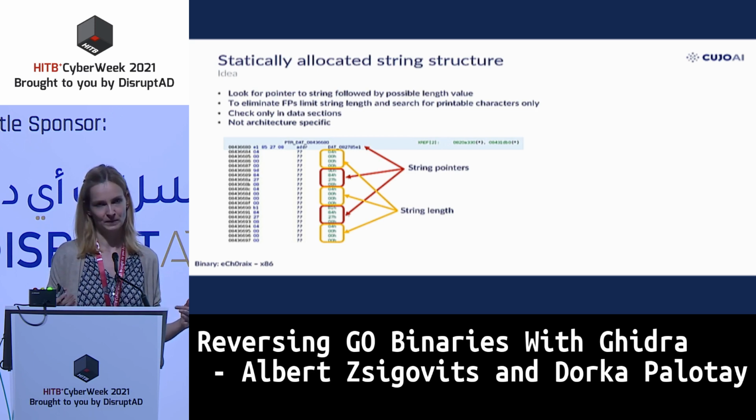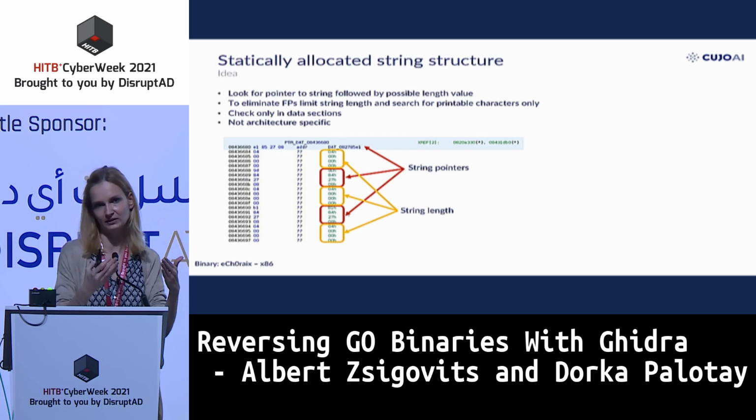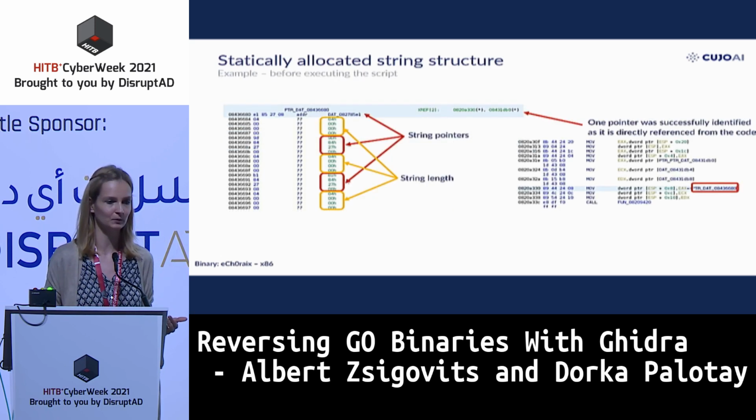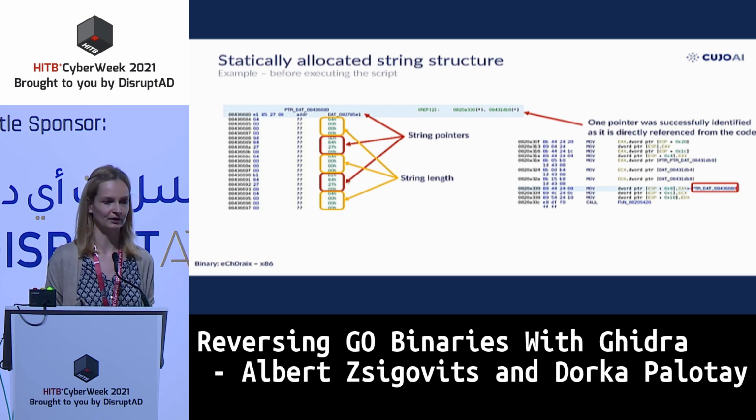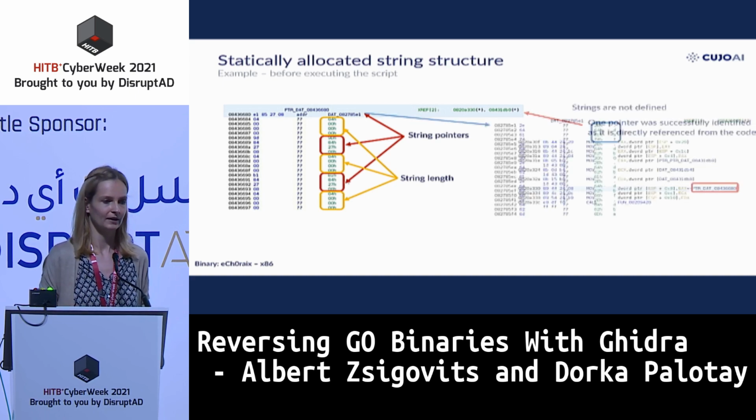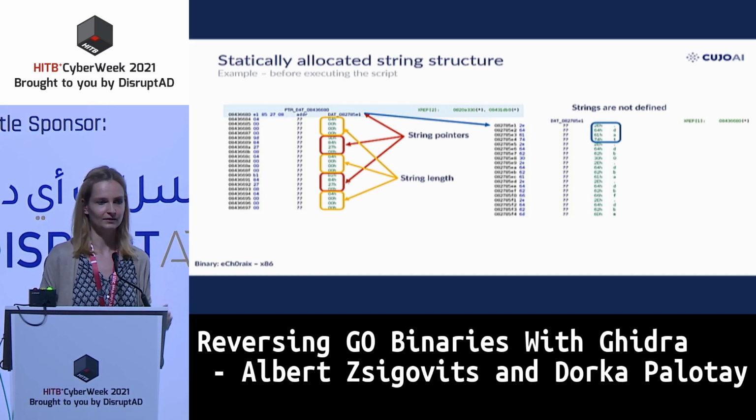It is not architecture specific. So what we are looking for here is an address followed by an integer. And if we find something like that, then we will try to create a string there. So if you follow this example here, the first pointer was successfully defined since it is directly referenced from the code, but it is followed by a length and then another pointer and a length and a pointer, but Ghidra just didn't realize what those are. So if we take a look at the address, we can see that there are different extensions.